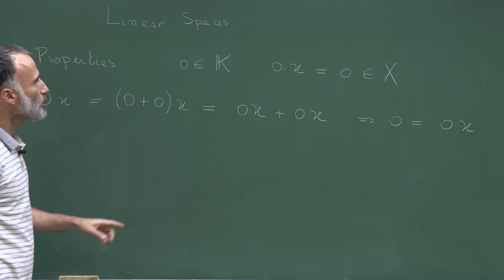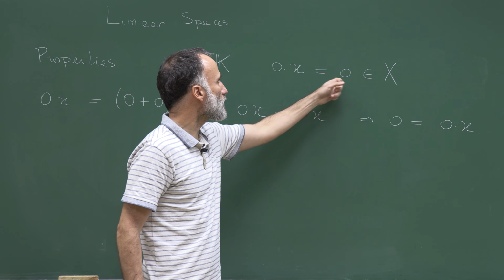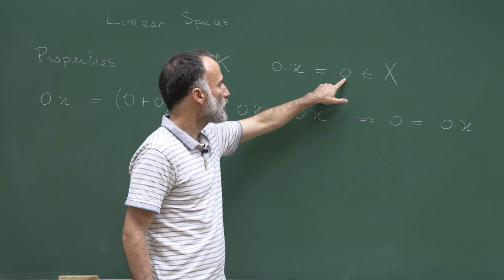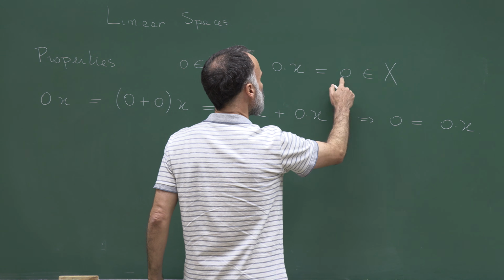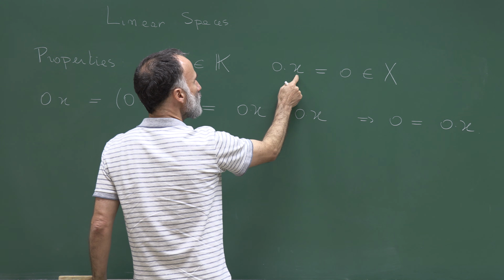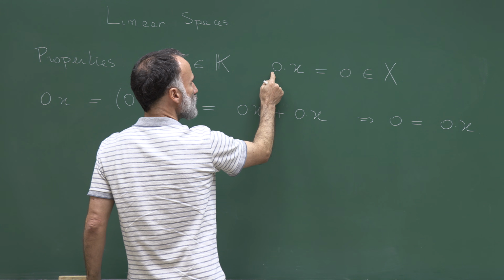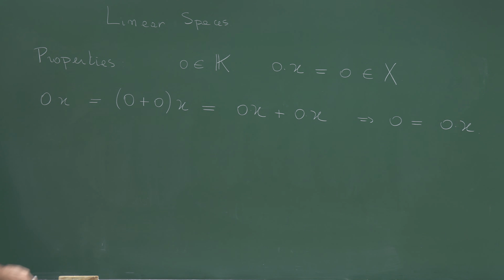So in this identity, I'm using the same notation for two different objects. This is the neutral element in X, while this one is the neutral element in K. And what I'm saying is that for any x in X, if I take 0 times x, I get the neutral element. So this is one property.